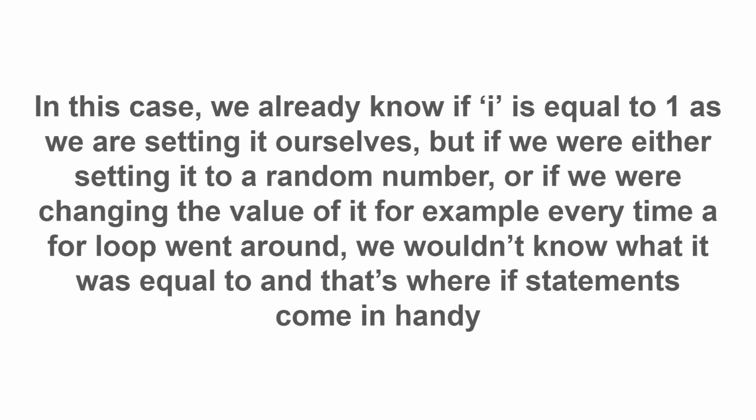In this case, we already know if I is equal to 1 as we're setting it ourselves. But if we were either setting it to a random number, or if we were changing the value of it, for example, every time a for loop went around, we wouldn't know what it was equal to, and that's why you might use an if statement.